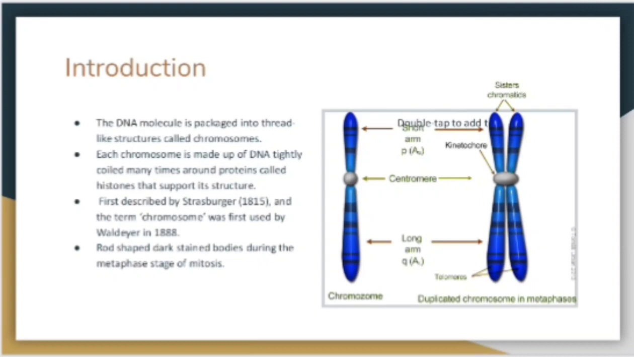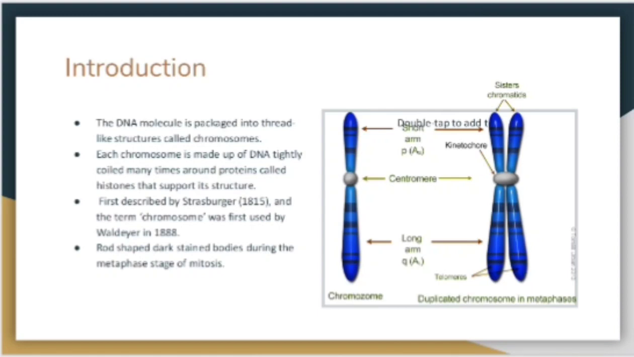Now first of all, introduction. In the nucleus of each cell, the DNA molecule is packaged into thread-like structures called chromosomes. Each chromosome is made up of DNA tightly coiled many times around proteins called histones that support its structure.